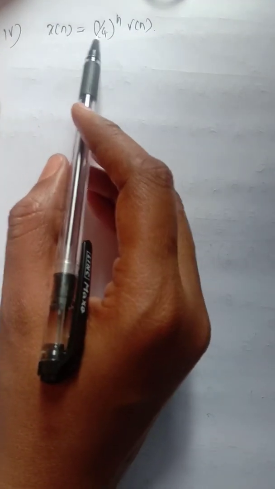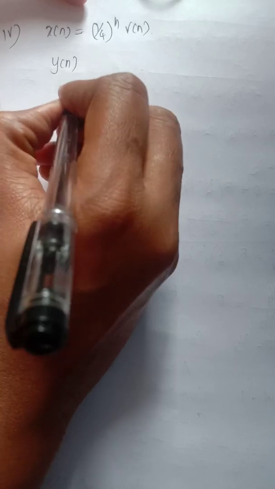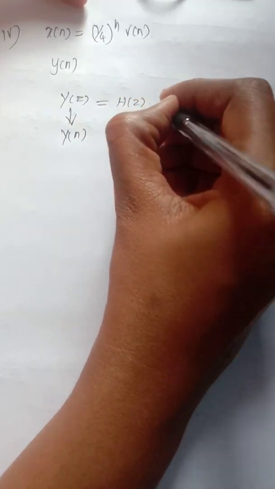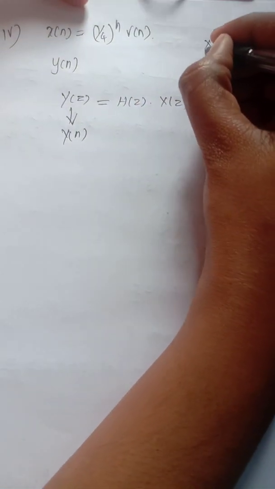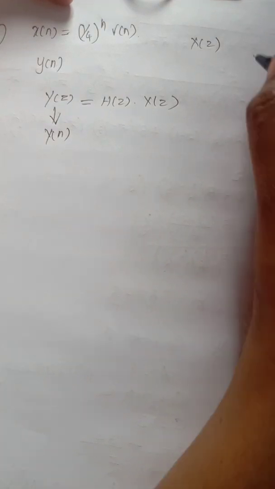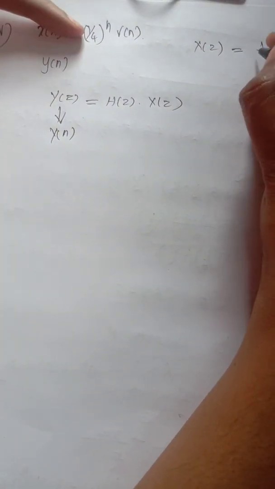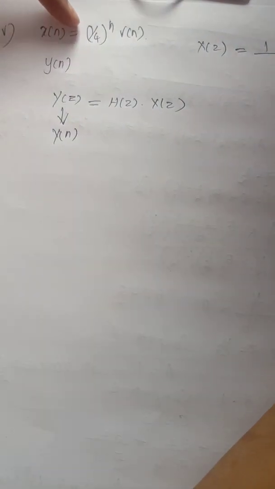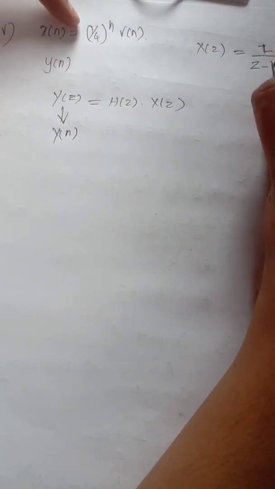Then the fourth one: the input is x of n equal to 1 by 4 the whole power n u of n. You need to find y of n. First you need to find y of z, and from that you can find y of n. Finding y of z is h of z into x of z. H of z you already know. For this you need to find x of z, where x of n is equal to 1 by 4 power n u of n. Therefore x of z is z by z minus 1 by 4.